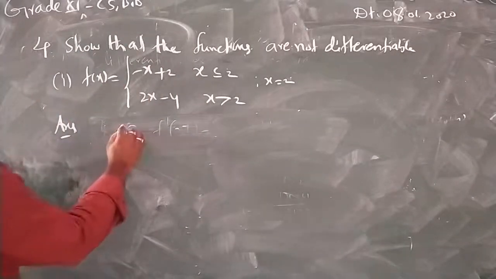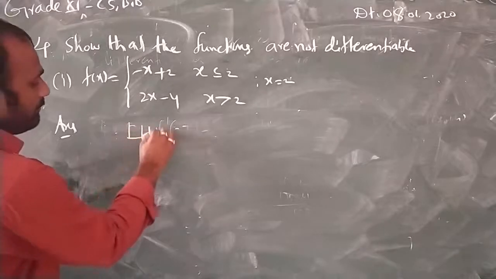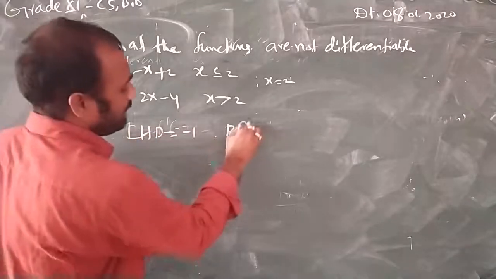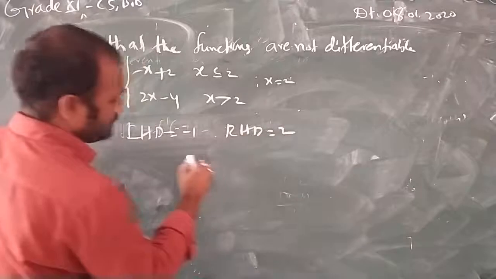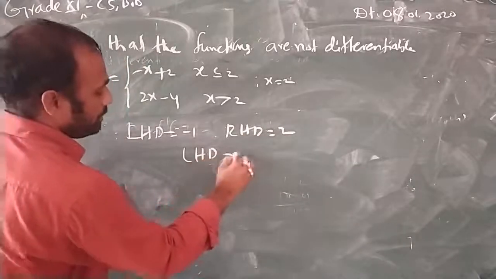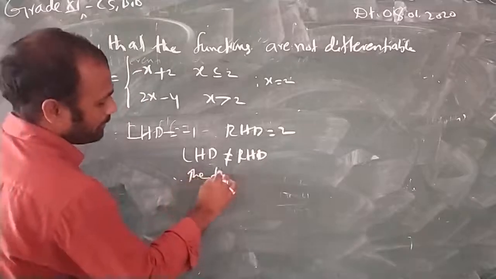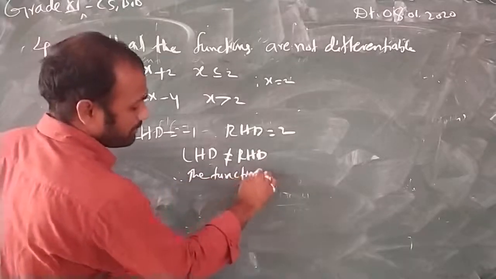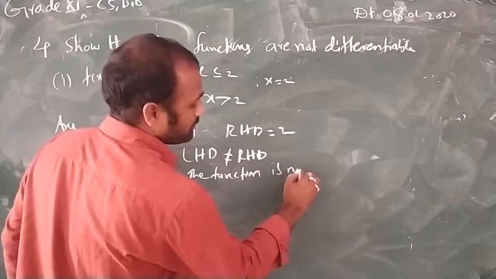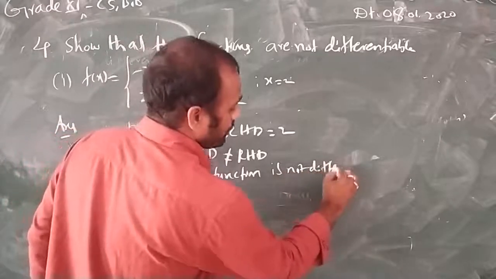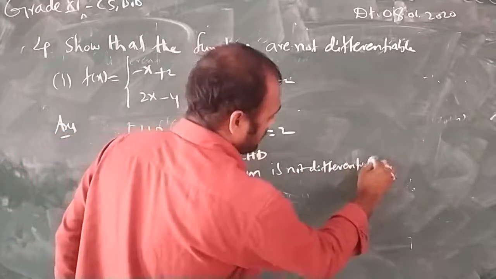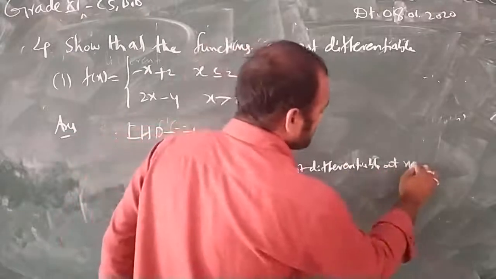I got the left hand derivative as minus 1 and the right hand derivative as 2. Since the left hand derivative is not equal to the right hand derivative, therefore the function is not differentiable at x equal to 2.